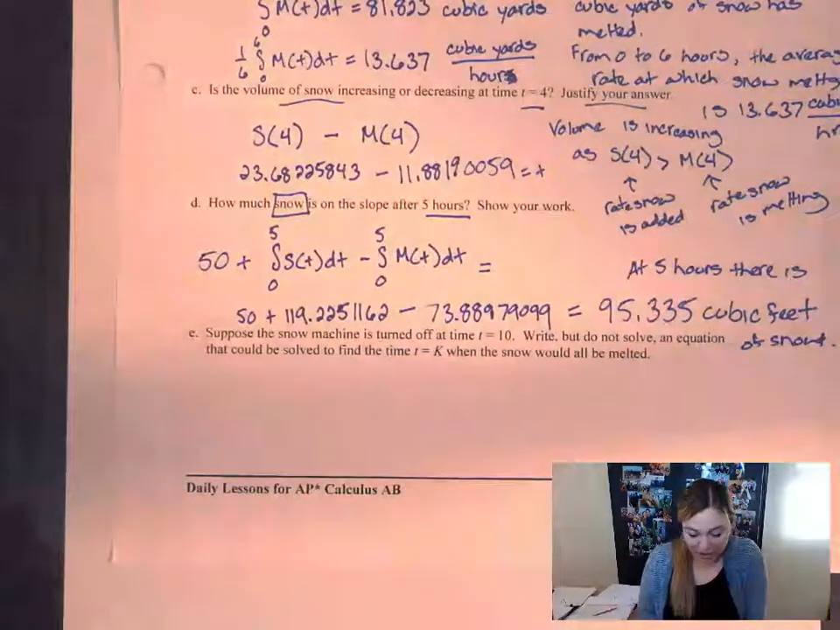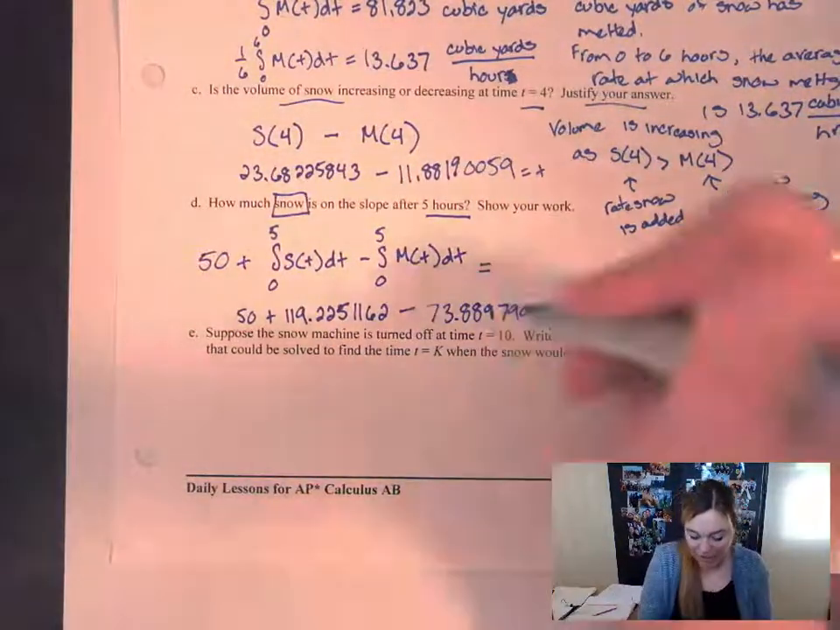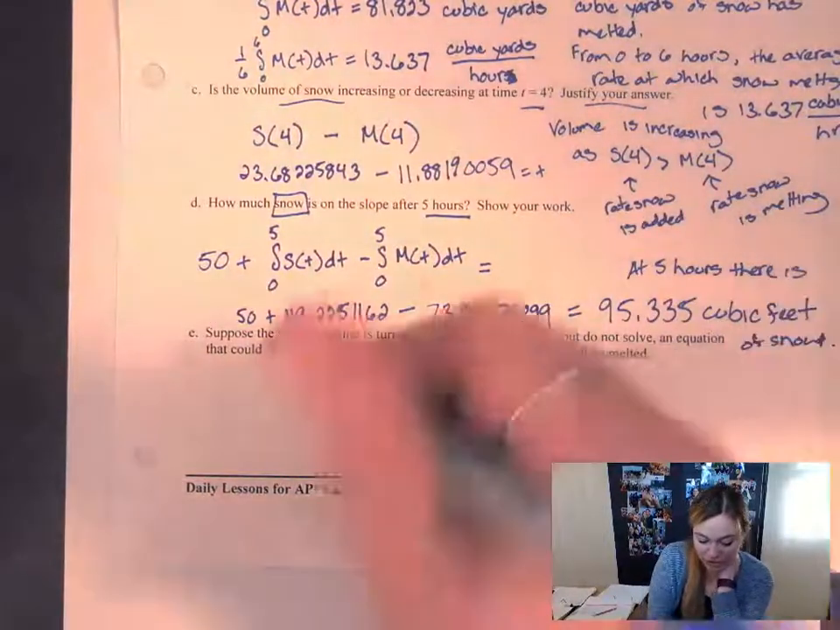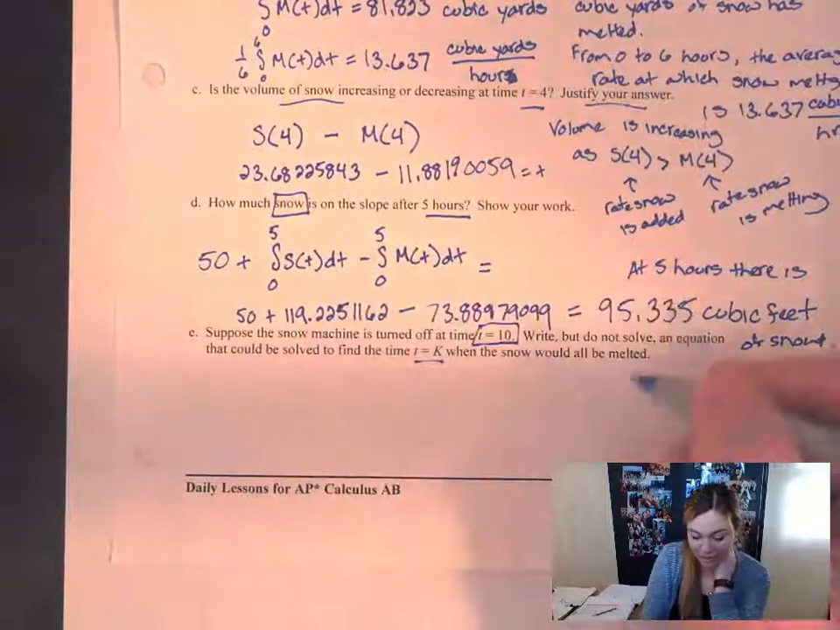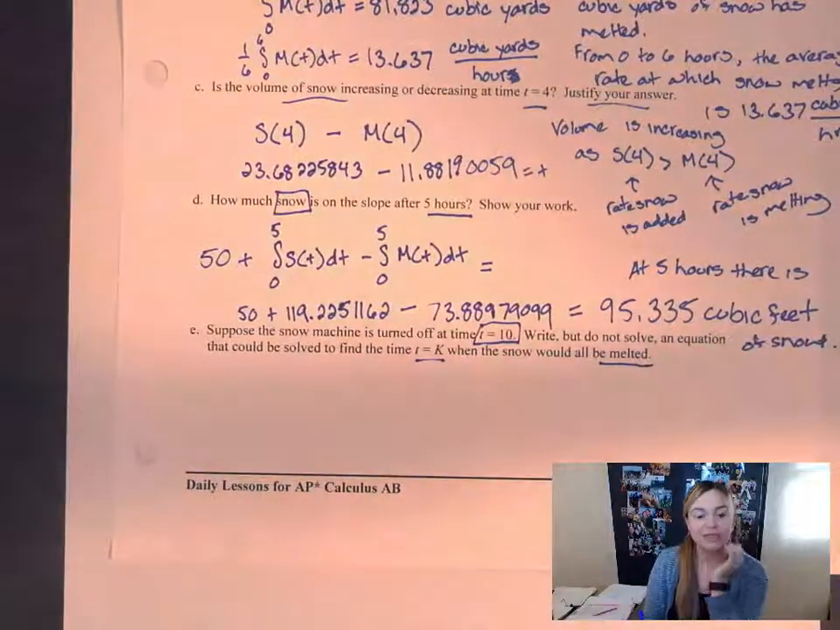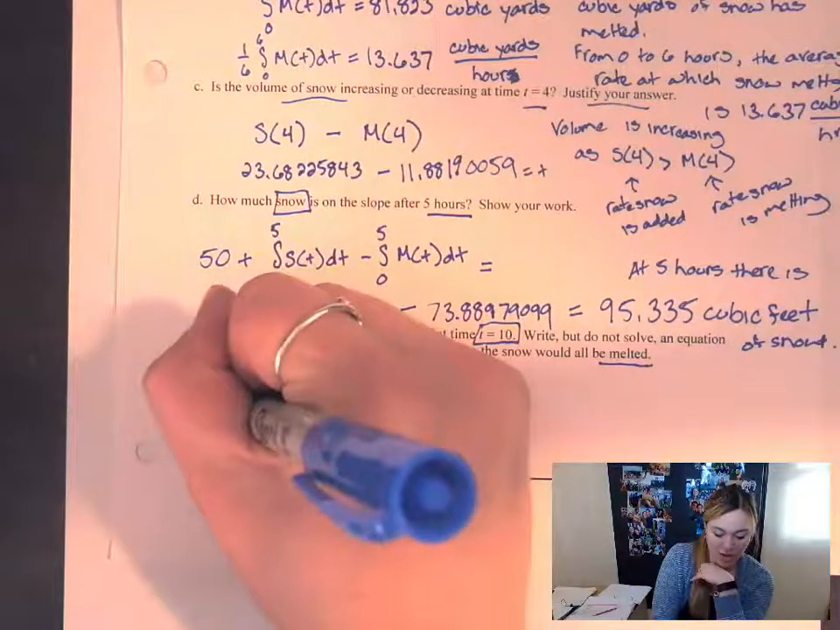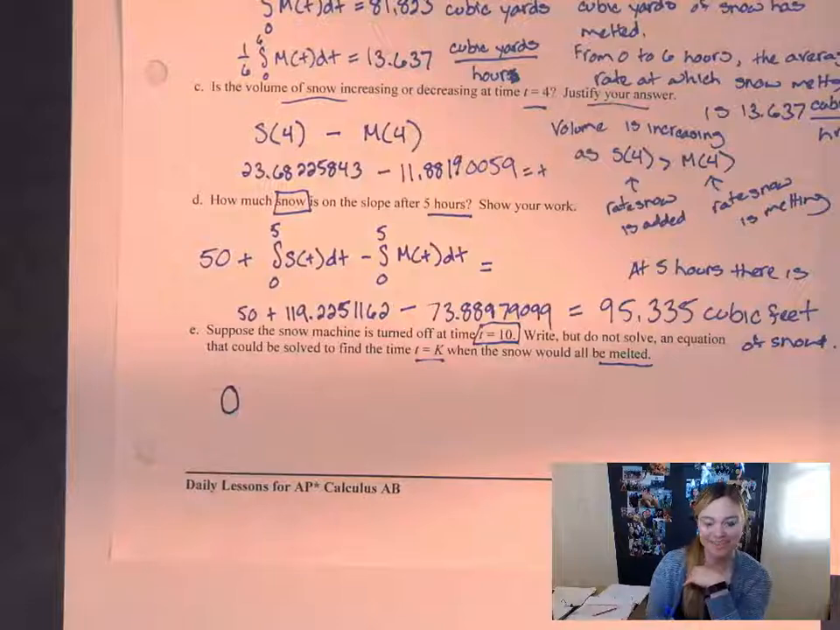Okay, one more. Suppose the snow machine is turned off at time t equals 10. Okay, turned off. Write but do not solve an equation that can be solved to find t equals k when the snow would all be melted. So let's think about this. If the snow is all melted, how much snow is there? How many cubic feet? 0.